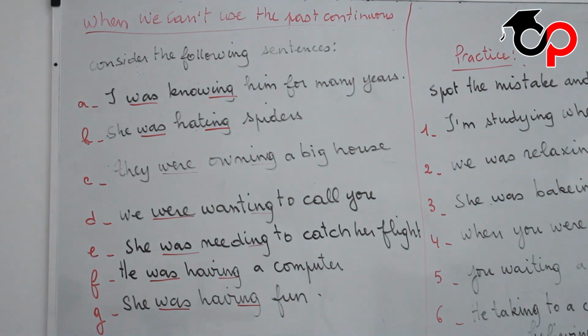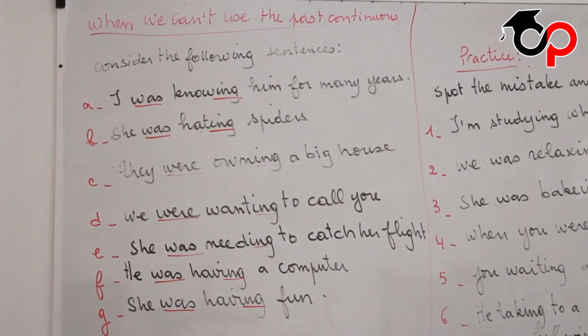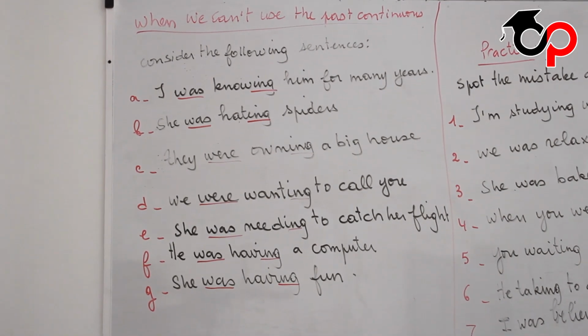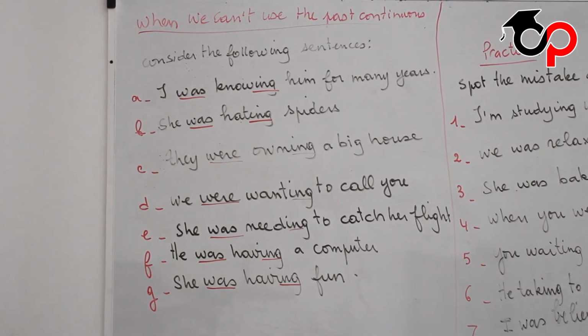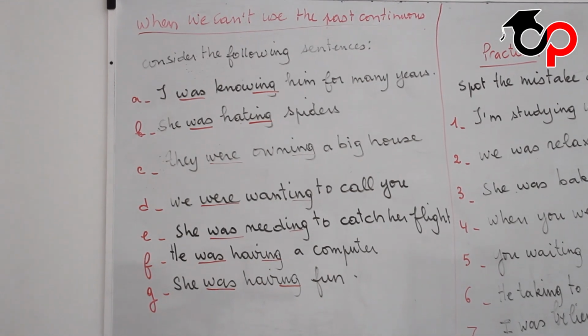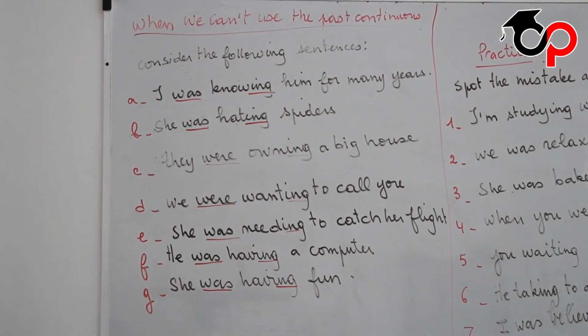Consider sentence B. She was hating spiders. In this sentence, it's wrong to say was hating, because to hate is an emotional stative verb. So we cannot use the ing form. Sentence C. What does the sentence say? They were owning a big house. It's wrong to use the continuous form with the verb to own, because this verb describes possession or ownership. It is an ownership or possession verb.